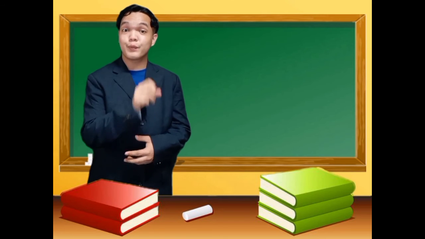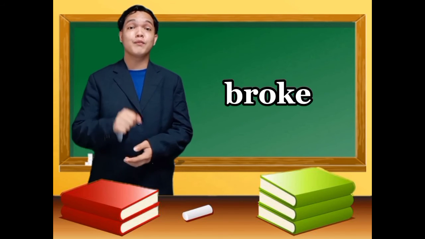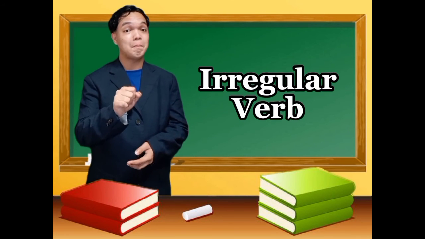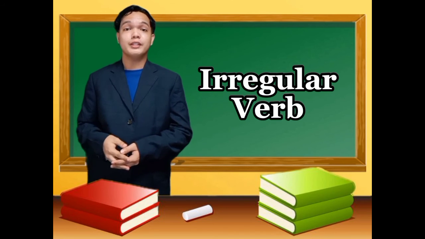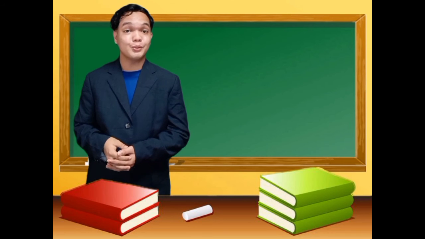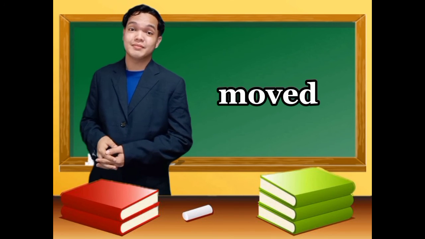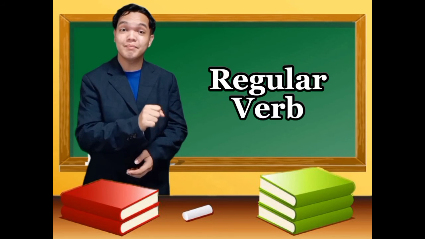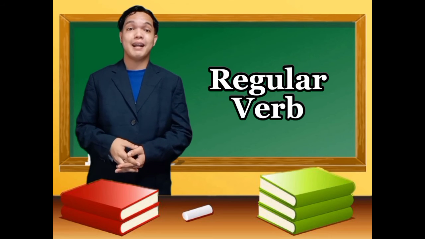In the eighth sentence, what is the verb? Very good. Broke. What kind of verb is this called? Yes, it's a regular verb. And why? Yes, because it is a verb that does not end in ed or d to indicate an action in the past. Very good. In the ninth sentence, what is the verb used? Very good. It is moved. What kind of verb is this called? Regular verb. Yes. Then why? Because it is a verb that ends in ed or d to indicate an action in the past.